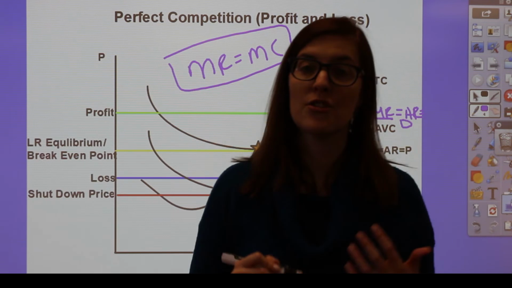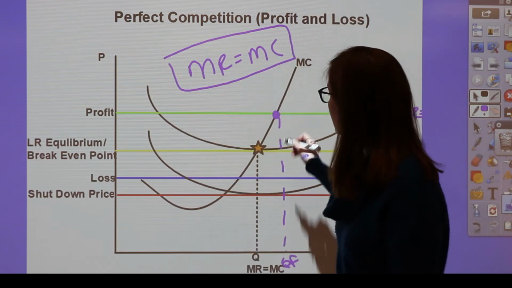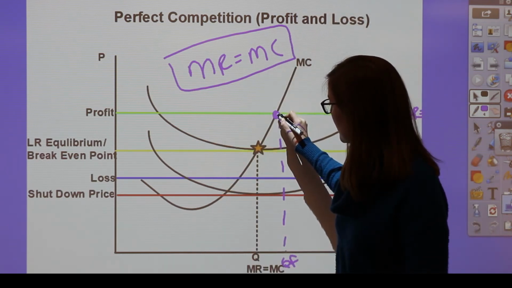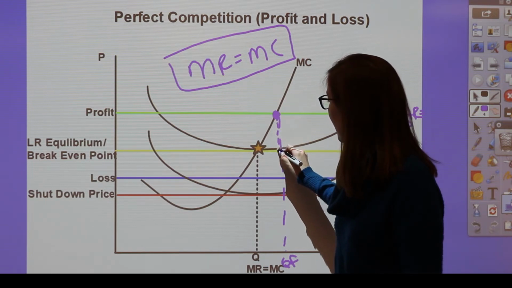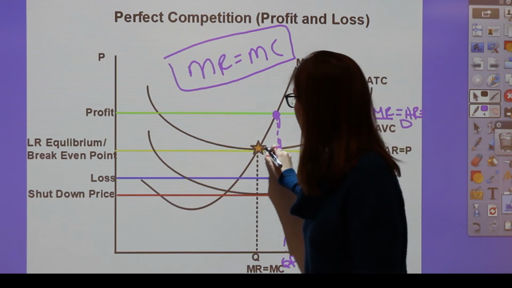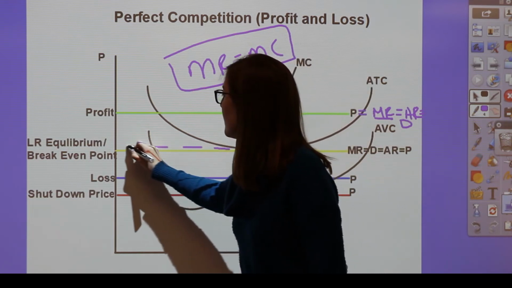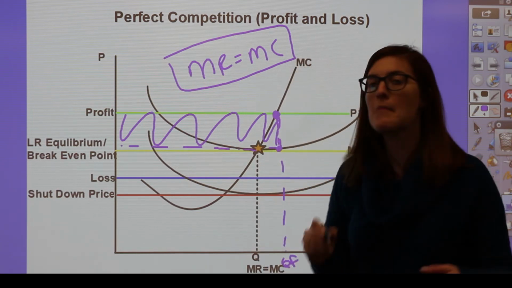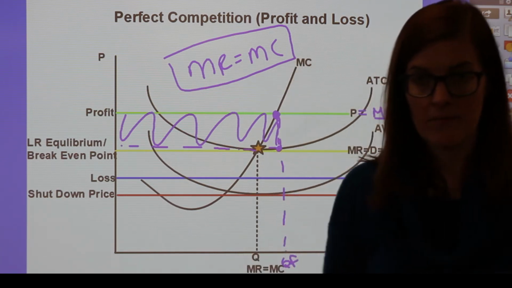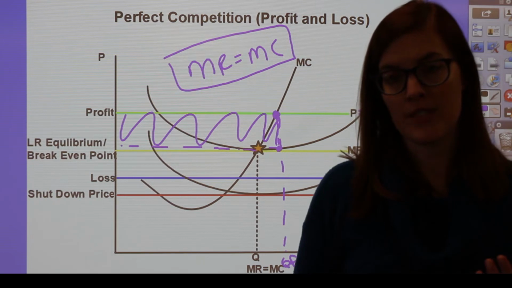Then I can measure the profit. So I take the price that I'm at the profit maximizing quantity, I go down to where that point intersects the average total cost line and then over. And that area, that rectangle, is the amount of profit a firm is making. So that's how I measure profit.